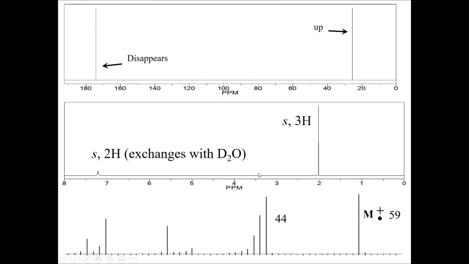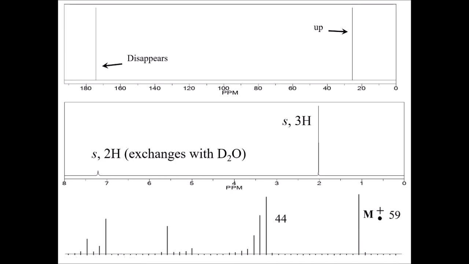So C13 NMR, proton NMR, and then here I didn't give you either of the axes, which is an insult to the very nature of science itself. But I did tell you that the molecular ion peak is this one right here at 59. So that's mass spec right there. And the only peaks that I've identified for you are the peak at 59 and the peak at 44.